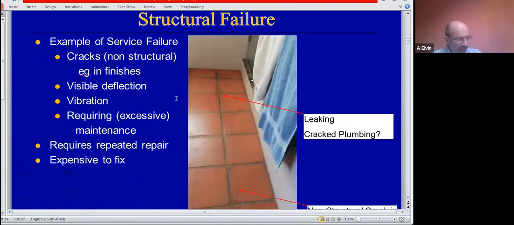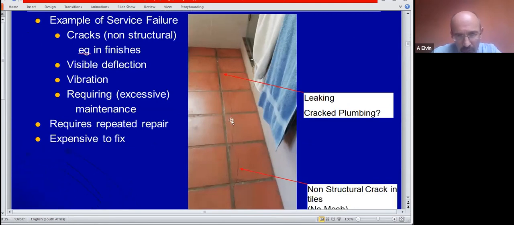So the first failure that I would like to show you is in my bathroom upstairs. And if you look carefully, you can see a very small crack, relatively small. It is a crack. And in fact, the crack has opened to such an extent that we have a broken pipe underneath, and the pipe is now leaking. So this is an example of a serviceability failure where the loading on the structure has caused a crack, which is non-structural in nature.